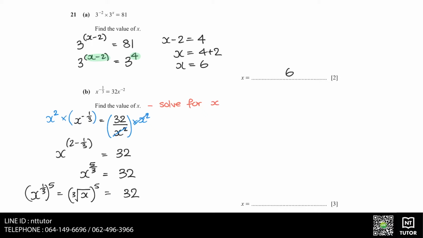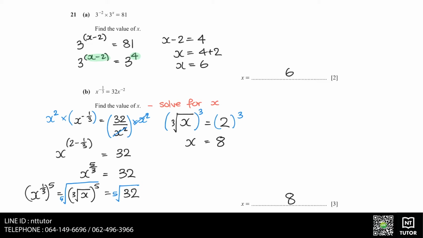To remove to the power of 5, we can do the opposite of to the power of 5, which is the fifth root. So we will take the fifth root of both sides of the equation, which leaves cube root of x equals 2. And then we can remove the cube root from the x by doing the opposite of cube root, which is to cube it. So we will cube both sides of the equation and we will get x equals 2 to the power of 3, which equals 8.